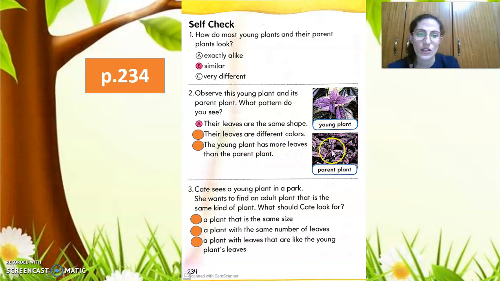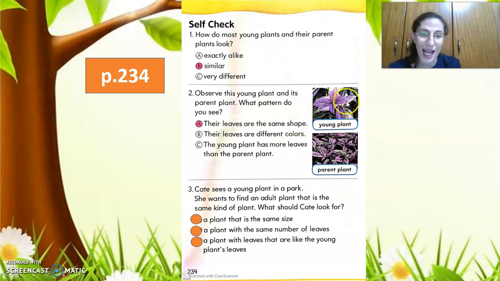B, their leaves are different colors. This is incorrect because both of them have a purple color. They share the purple color. C, the young plant has more leaves than the parent plant. This is incorrect because the parent plant has more leaves than the young plant. Clear?